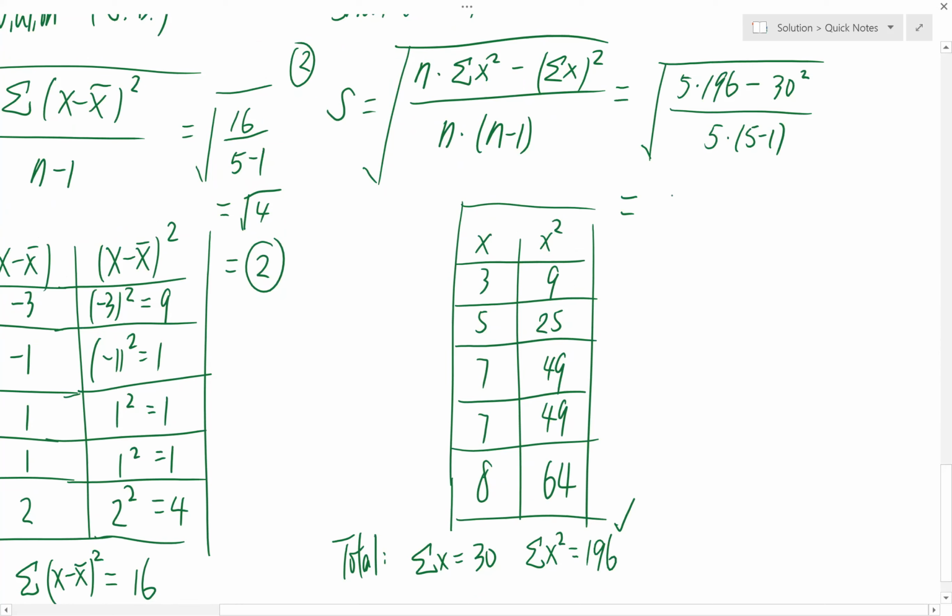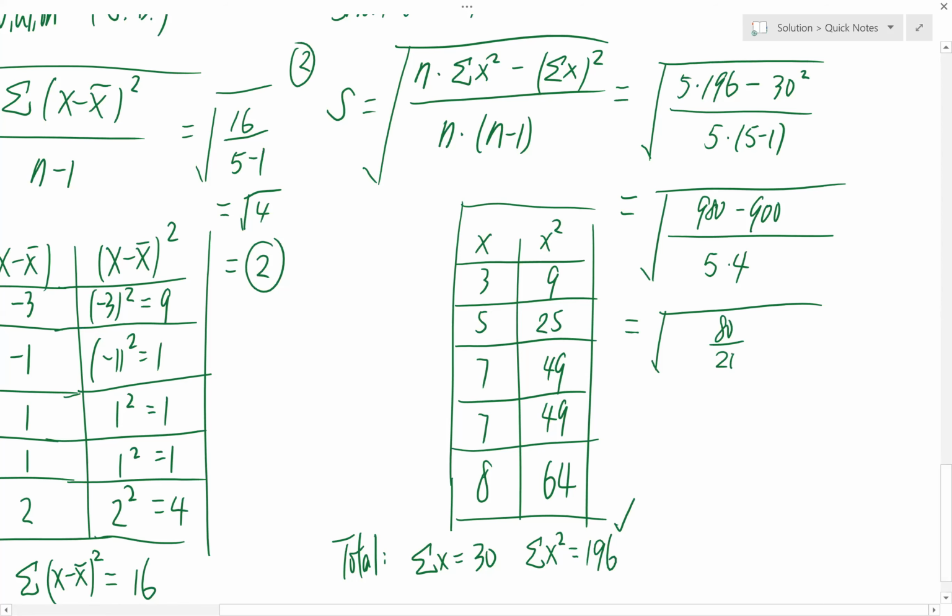Let's do it step by step. You'll see how they arrive at the same result. So 5 times 196 turned out to be 980. And then 30 squared is 900. Now we've got 5 times 4, that's 20. And we have 80 on top, 20 on the bottom, so it's exactly 4, right? So it's the square root of 4. The result is also 2.